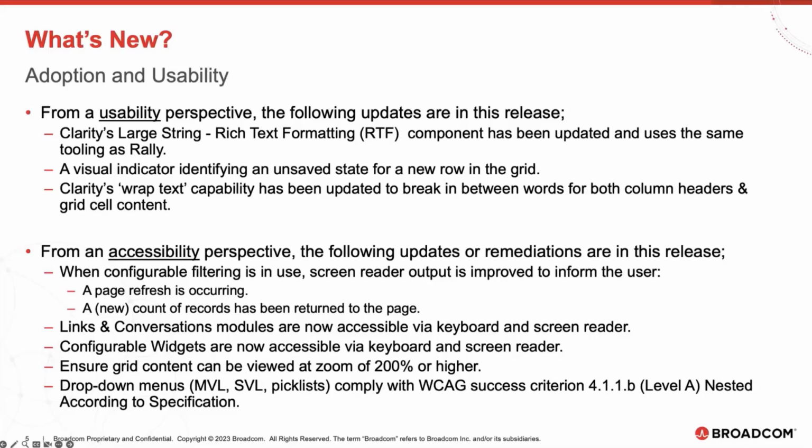Next, links and conversation modules are now accessible for keyboard and screen reader users, and configurable widgets are also accessible for screen reader and keyboard users. And then for those with impaired vision, Clarity has been updated to ensure grid content can be viewed at zoom of 200% or higher. Finally, drop-down menus, specifically multi-value lookups, single-value lookups, and pick lists, are also accessible for keyboard and screen reader users, which required compliance with WCAG success criterion 4.1.1B, which is a level A criterion.